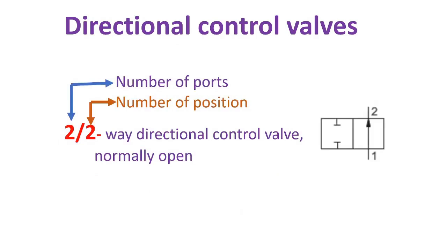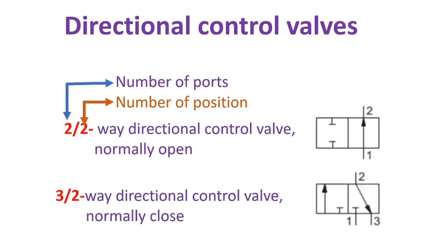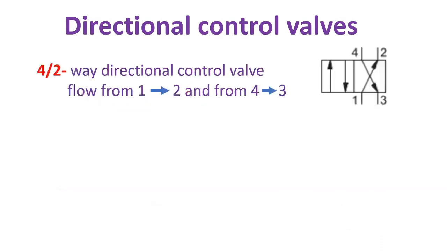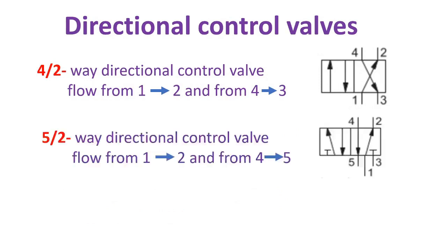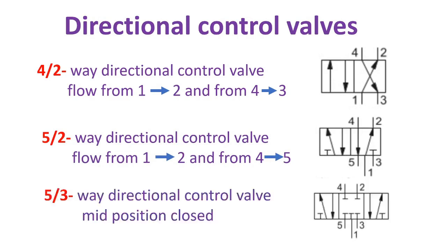This is one example of directional control valves. The first number represents the number of ports, and the second number represents the number of positions. This valve is a two-way directional control valve, normally open. The next one is a two-way directional control valve, normally closed. The next one is a two-position directional control valve, flow from 1 to 2 and from 4 to 3. The next one is flow from 1 to 2 and from 4 to 5. Next, a three-position directional control valve, mid position closed.